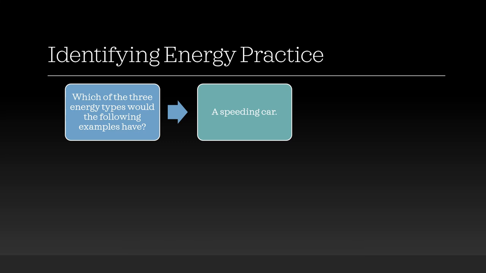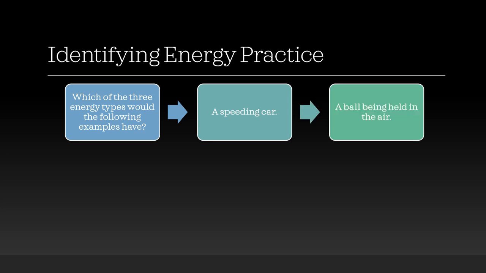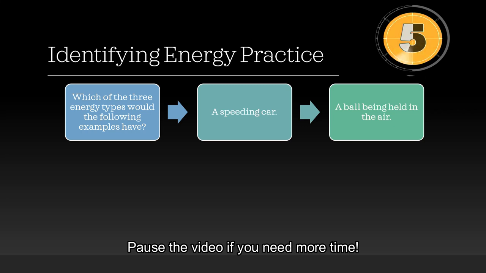And of course, a speeding car, because it's going to have a speed, a velocity, we know that it's going to have kinetic energy. It could potentially have potential energy, but we don't know enough about it right now to say whether or not it does. It also will have chemical, but again, that's not one of the three main energy types that we're looking at here. A ball being held in the air. Once again, I'll give you a minute to think about it for yourself.